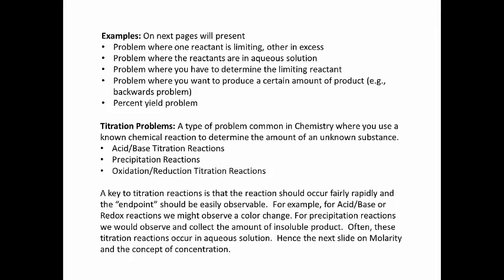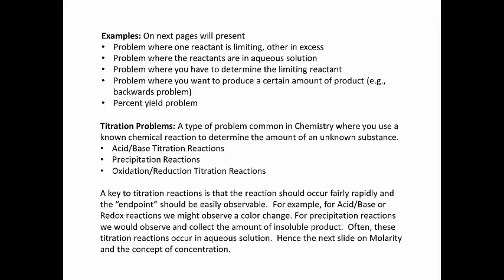Problems in which we have to determine which of 2 or more reactants is limiting, just as we had to do with the assembly of our radial flyer wagon. Problems where we want to produce a certain amount of product and then have to work backwards. That is, what if our boss told us we have to make 1,000 pounds of radial flyer wagons by the end of the day, and then determine which of the components is limiting, and problems in which we determine the percent yield.